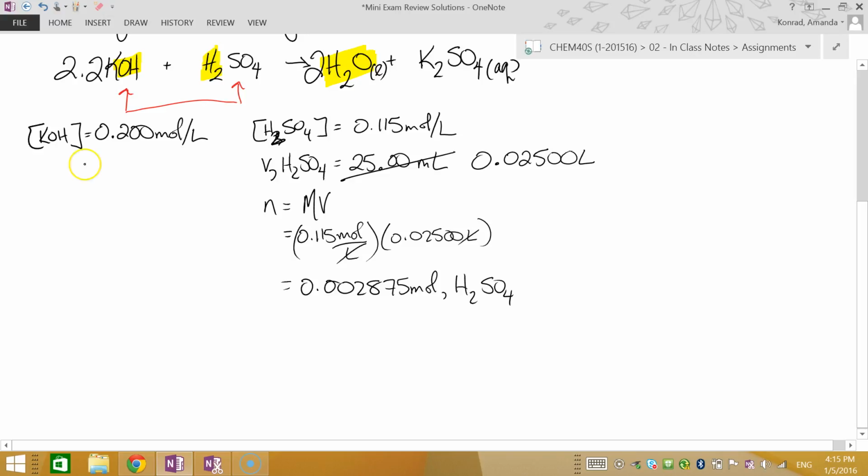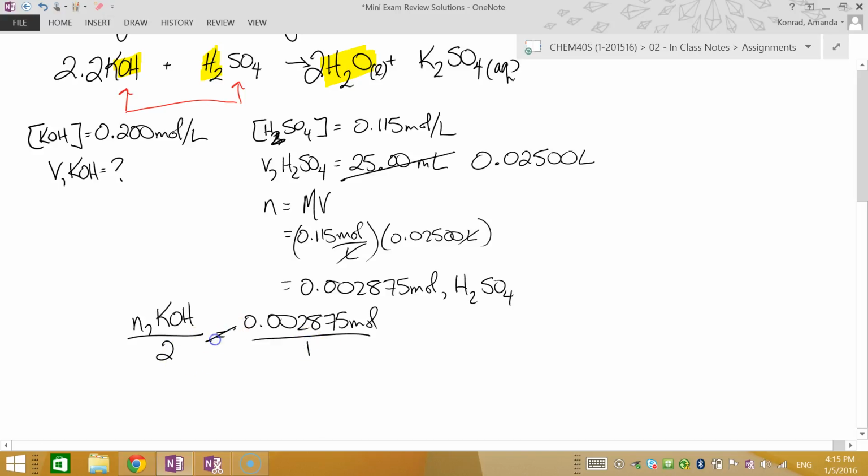But I'm not done here, because in the end I want to know the volume of potassium hydroxide. I can't compare volumes directly, I can't compare concentrations directly because that wouldn't tell me much of anything, but I am allowed to compare moles, so I need to use a molar ratio. So my moles of KOH are unknown, but I do have the coefficient is 2. On the right side, I know not only the moles, which are 0.002875, but I also know the coefficient of sulfuric acid is 1.